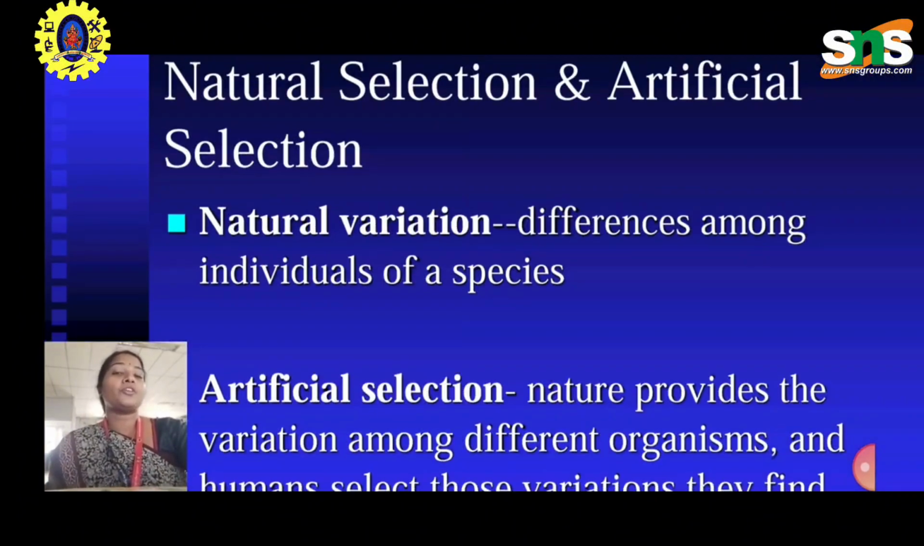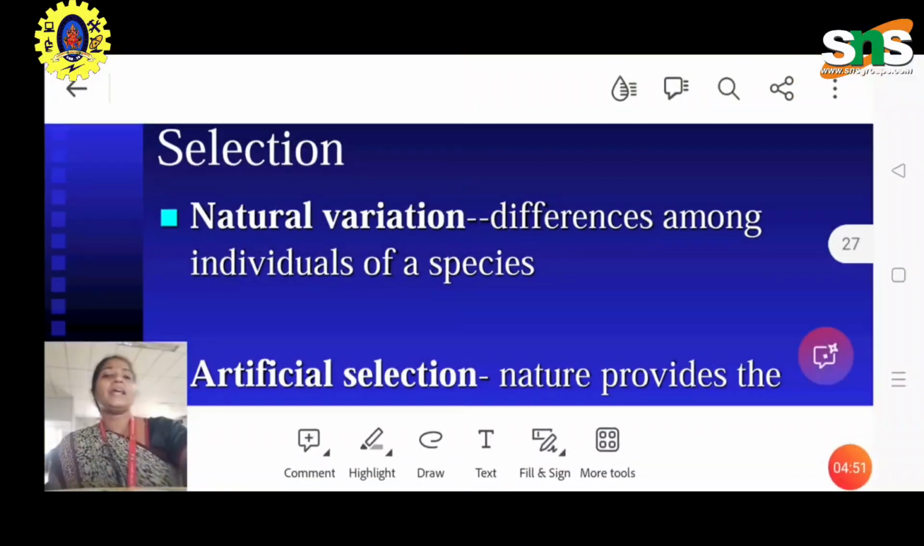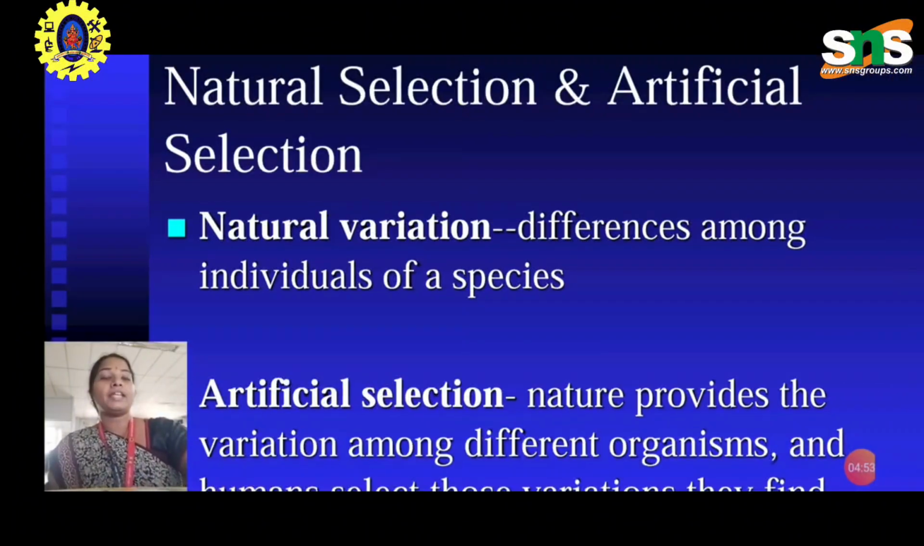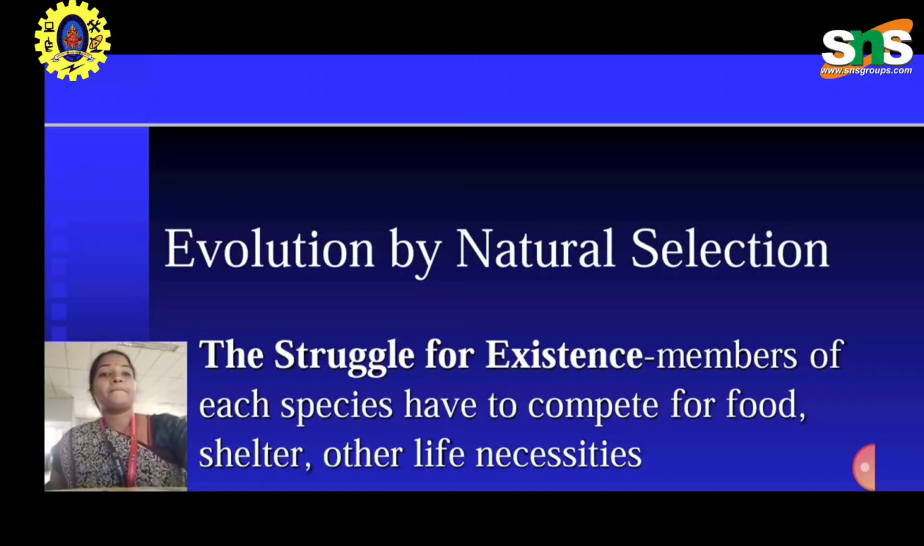So, natural selection and artificial selection are methods used here. Natural variation is the differences among the individuals of a species. In artificial selection, nature provides the variation among different organisms and humans select the variations they find very useful.